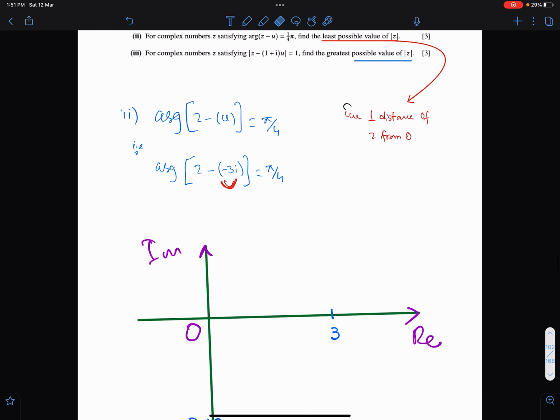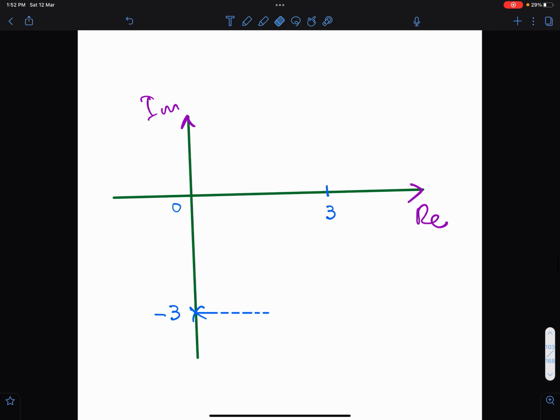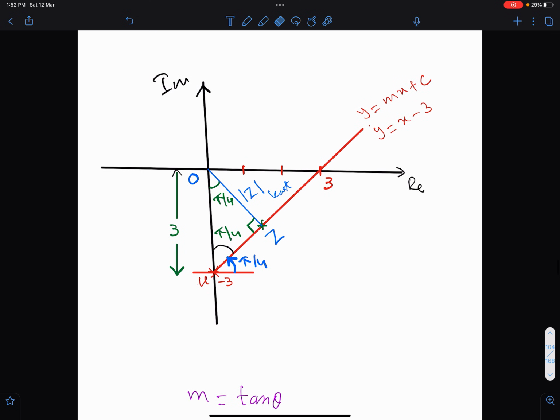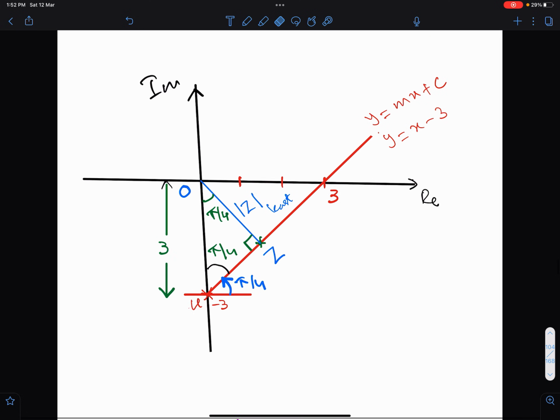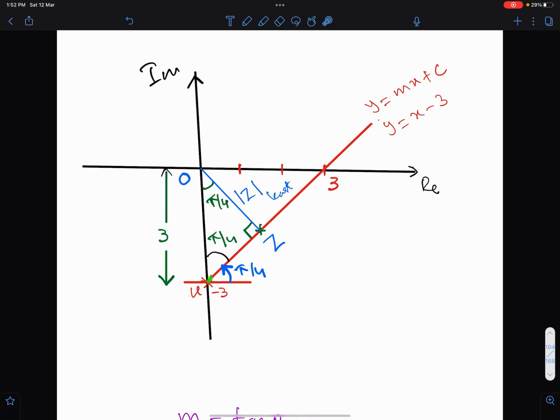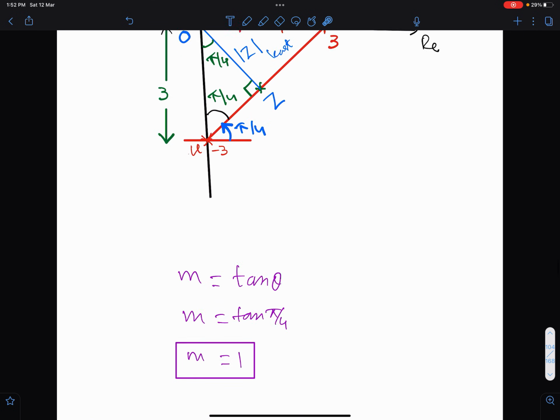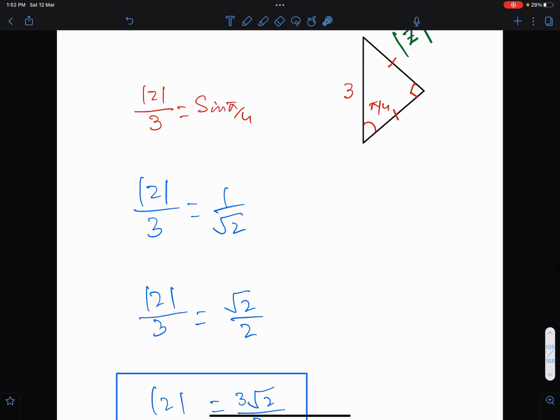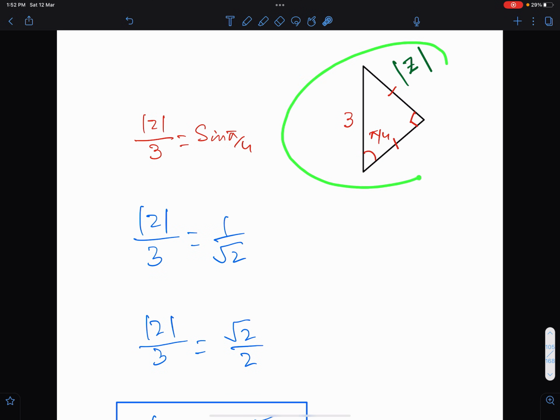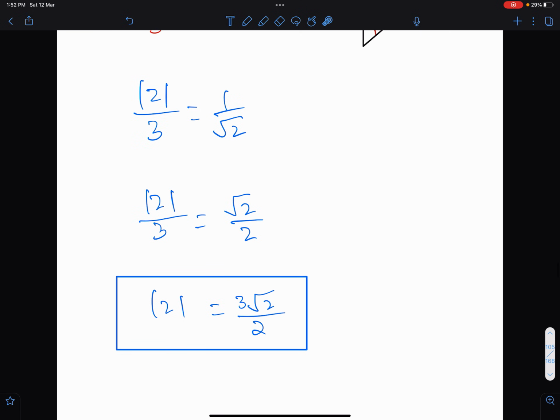So the fair solution of this question is here. See, this is the locus of z. And when z is here, then this distance is the smallest. So you can either use Pythagoras or sine theta or cos theta in this triangle. That's the final answer.